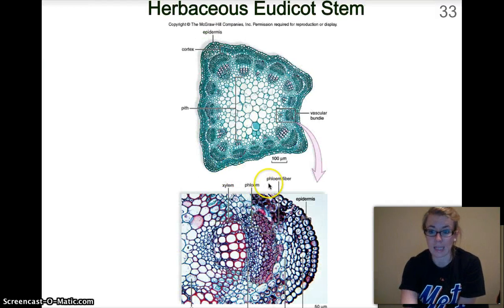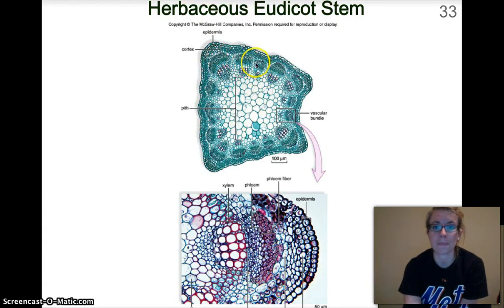This is what a herbaceous dicot stem looks like. In the middle is the pith. Remember, we did not have a pith in dicot roots, but now we have a pith in a dicot stem. We have the cortex on the outside. The cortex and the pith are the ground tissue of the stem. Then we have vascular bundles, which you can see around the outside. Here's a vascular bundle, here's a vascular bundle, here's a vascular bundle. We can zoom in on this vascular bundle right here. On the outside we have the phloem, on the inside we have the xylem.